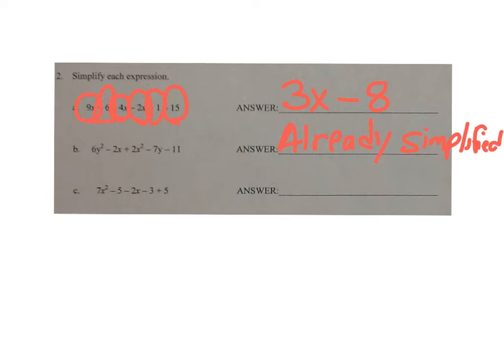Finally, for C, I have a 7x squared, and there are no other x squared terms, so that's not going to change. I have a minus 2x, and there are no other x terms, so that won't change. The only thing that will change are the constants. I have negative 5, negative 3, and positive 5. Well, negative 5 and positive 5 together make 0, so that leaves negative 3. So here's our simplified answer: 7x squared minus 2x minus 3.